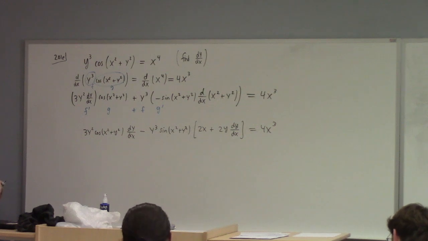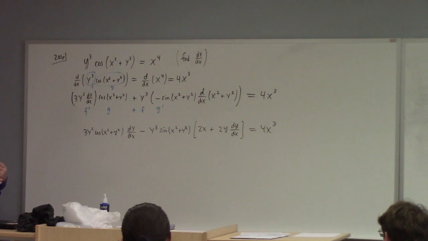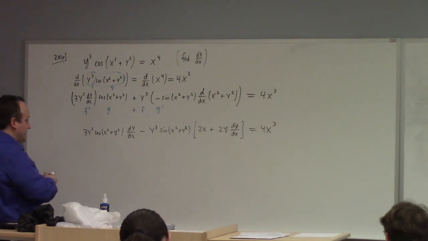So do not despair. Every one of these problems will fall down to the same algebra technique. All right? This is what you have to do. Differentiate it using the chain rule like we just did. After that's all done, put all of the terms with dy dx on one side, and all of the terms without dy dx on the other side. You will be able to factor out dy dx. I repeat, you will be able to factor out dy dx.